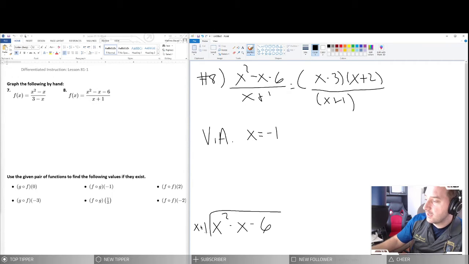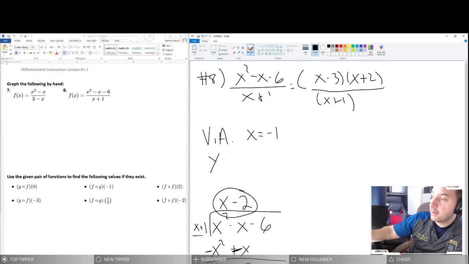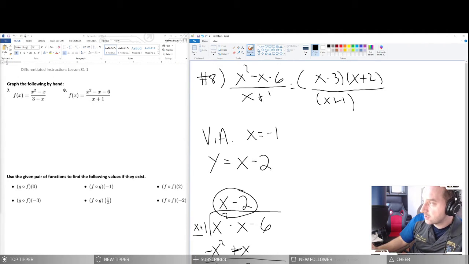So x goes into x squared x times, multiply, subtract, then you divide. x goes into -2x, -2 times. Now the rest doesn't matter because we don't have to worry about the remainder. So my equation of the asymptote is going to be y equals x minus 2.